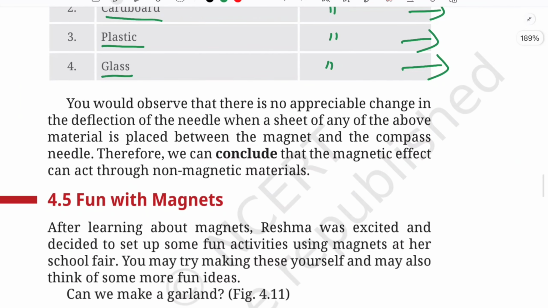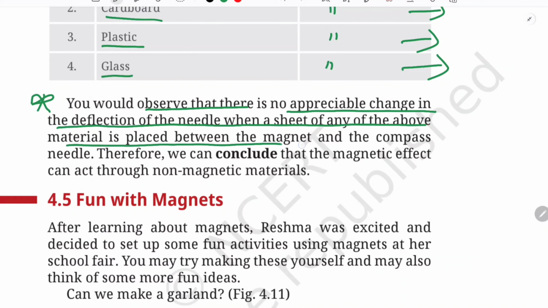What do you conclude? This is again important. Do you remember this one? You would observe that there is no appreciable change in the deflection of the needle when a sheet of any of the above materials is placed between the magnet and the compass needle. So there will be no change even if you keep anything in between. Anything means non-magnetic materials. If it is a non-magnetic material, then there will be no change. Deflection here means the movement. Therefore, we can conclude that the magnetic effect can act through non-magnetic materials.